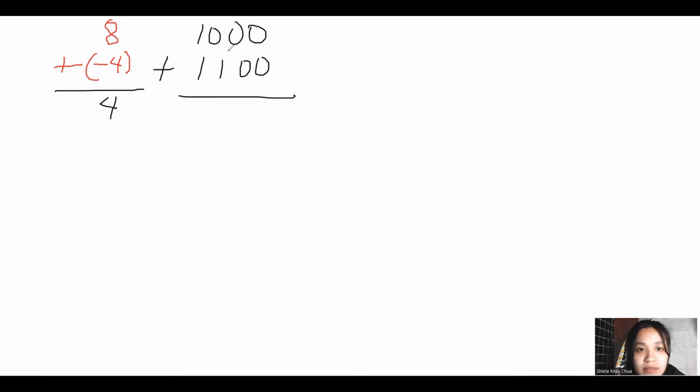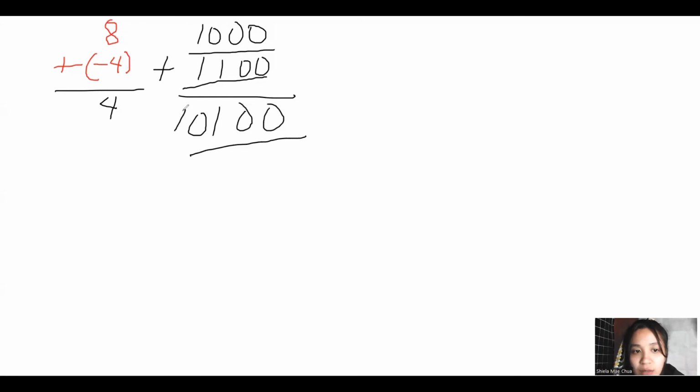If we add this, 0 plus 0 is 0, 0 plus 0 is 0, and 0 plus 1 is 1, and 1 plus 1 is 1, 0. So, because we have only a 4-bit here and 4-bit here, our answer should be in 4-bit also. So, this 1 here will become cancelled. So, we have 0, 1, 0, 0.